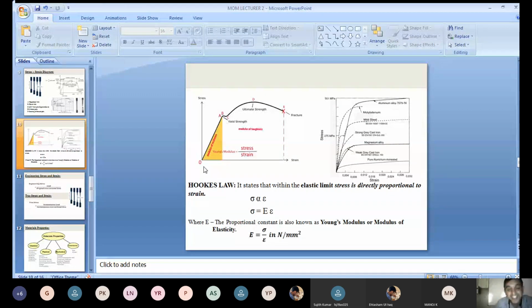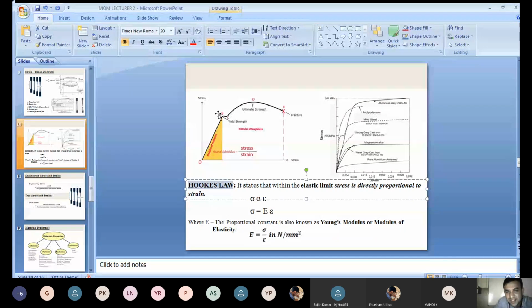Okay. Now, some of your friends asked, what is the relation between stress and strain here? According to Hooke's law, within the elastic limit, stress is directly proportional to strain. Up to the elastic limit, what is the point B? Stress is linearly proportional to strain. See the equation here. What type of stress is it here? Normal stress, because you consider a tensile force. Stress is directly proportional to strain.